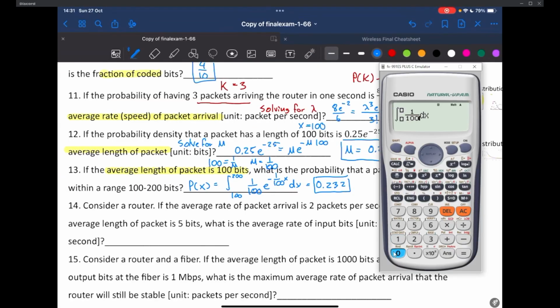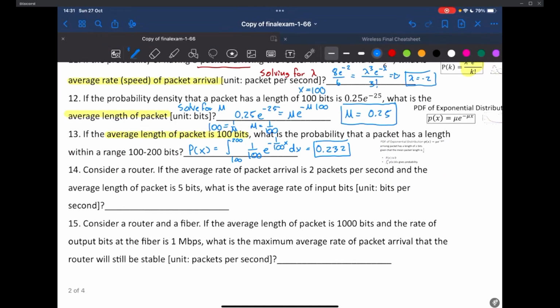So it's 1 over 100 times e to the power of negative 1 divided by 100 multiplied by x. X is just alpha, and then you press the parentheses x here. You go down to 100 here, and then go up to 200 here, enter, you get the result.